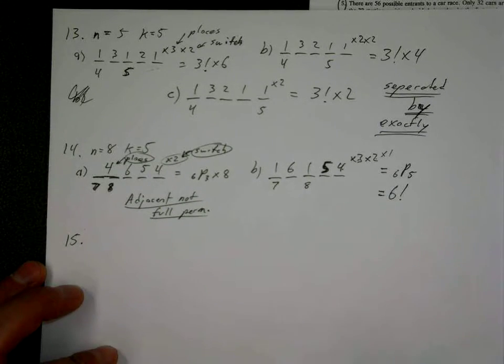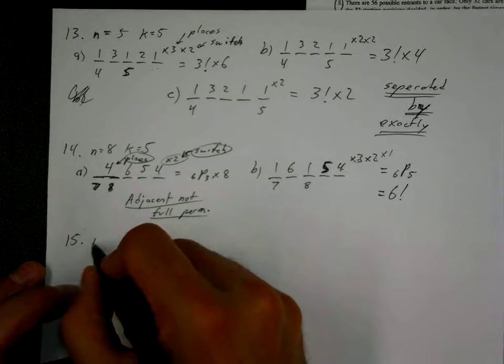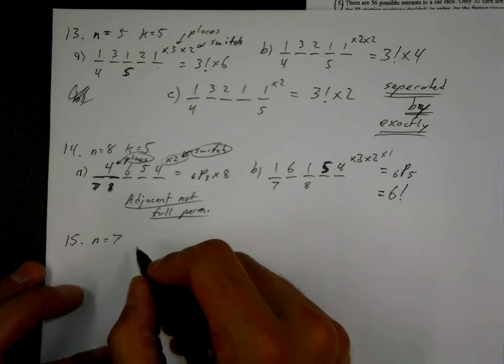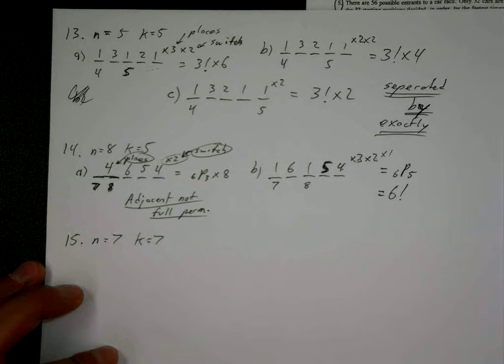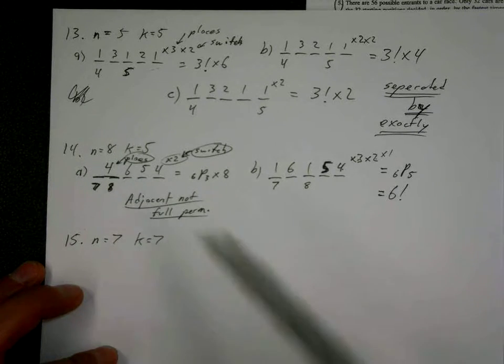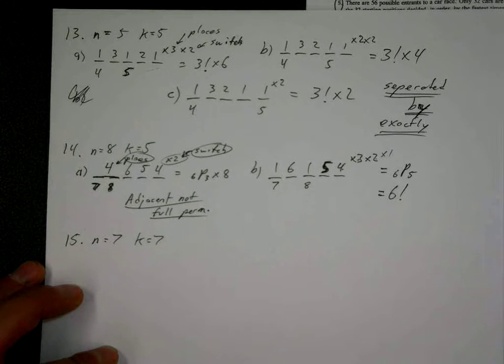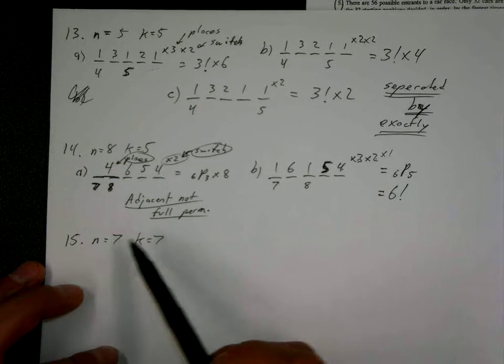Now, 15. Here we go. How many permutations of the letters A, B, C, D, E, F, G? 1, 2, 3, 4, 5, 6, 7. So n is equal to 7. And they're looking at full perms, so k is equal to 7. Now, do you realize why this is a full perm again? Whenever it says how many permutations of the letters, if it doesn't tell you taken so many at a time, then it is a full perm. So this is a full perm.